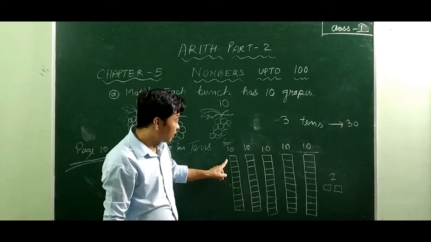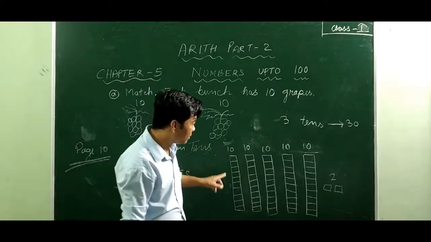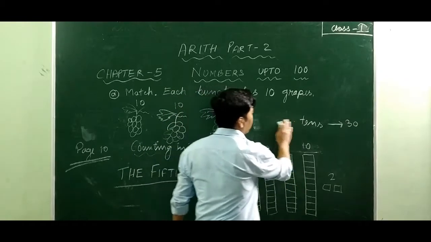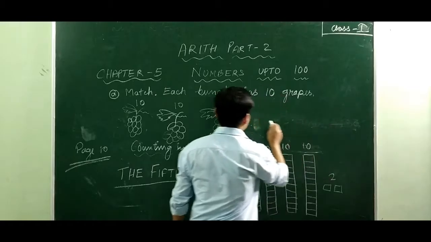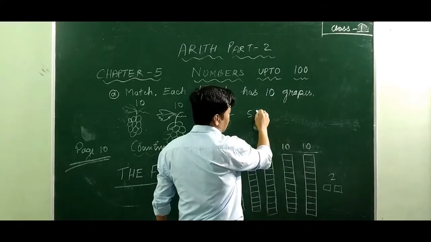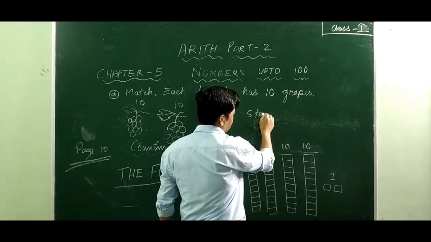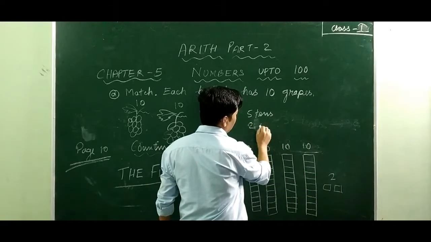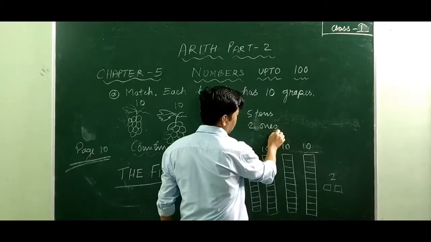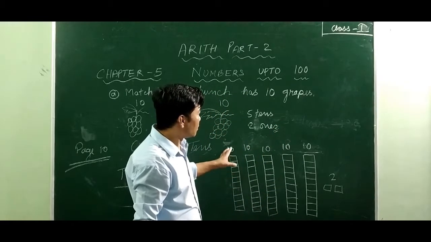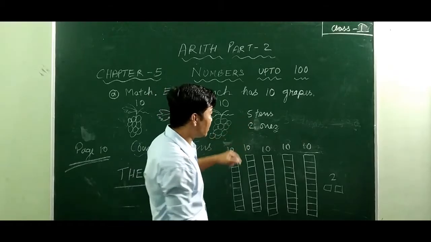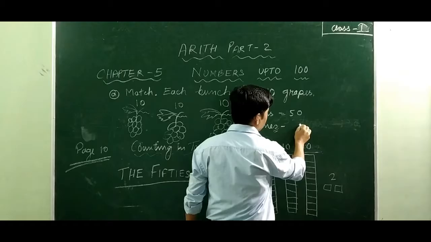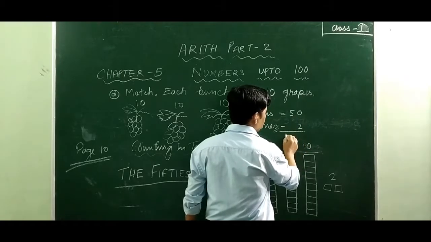In one block we have 10 digits, we have 10. So how many long blocks do we have? 1, 2, 3, 4, 5. So we have 5 tens. And we have 2 ones. Okay? So how will you represent this number? 5 tens means 50. 2 ones means 2. So altogether we have 52.